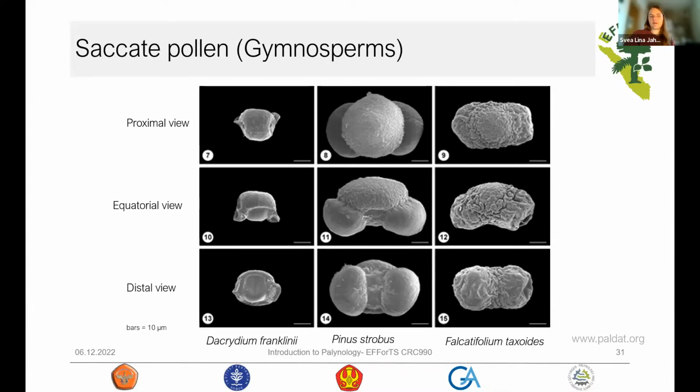So for example, maybe you know Podocarpus, or here Dacrydium, which I think also occurs on Sumatra.